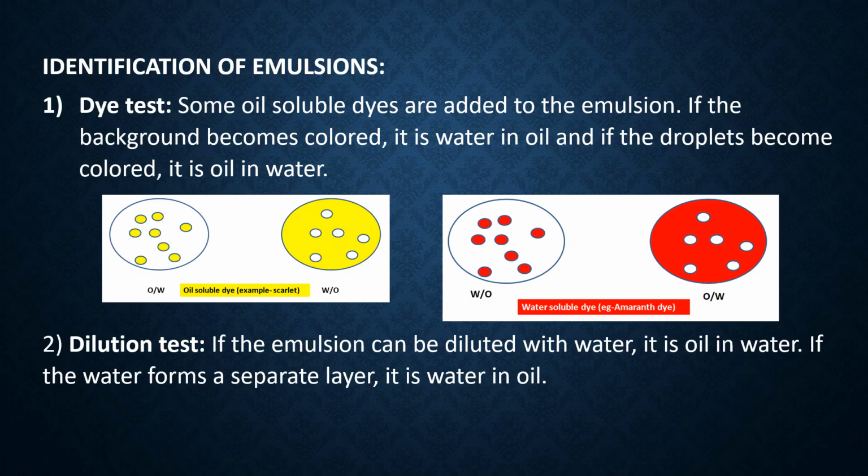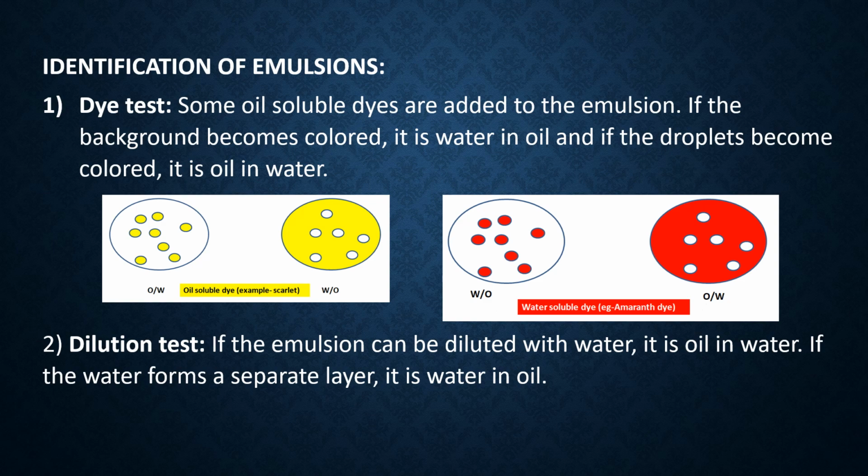Okay, now how to identify emulsions? It comes under the side heading identification of emulsions, students. There are two tests by which we can identify. First one is the dye test, and under this some oil soluble dyes are added to the emulsion. In the picture there is an oil soluble dye as well as a water soluble dye, students. If the background becomes colored, it is water in oil, and if the droplets become colored, it is oil in water.